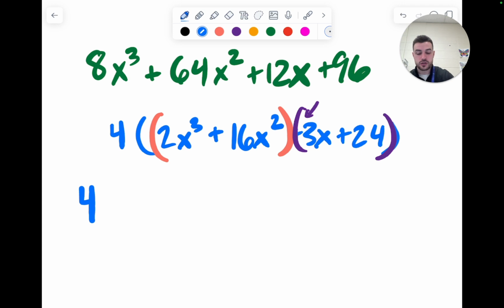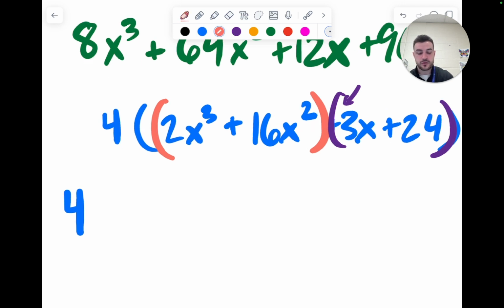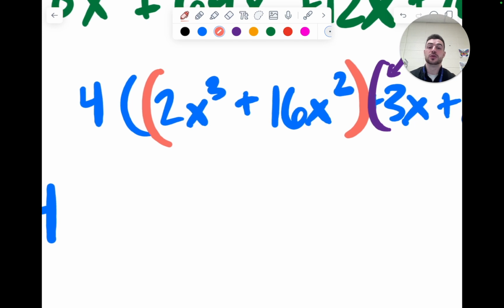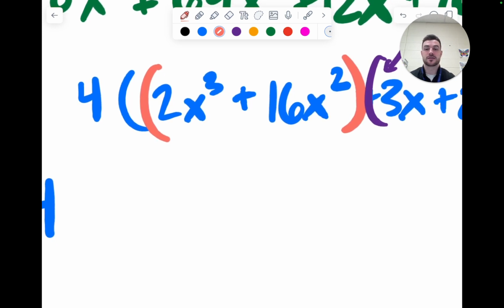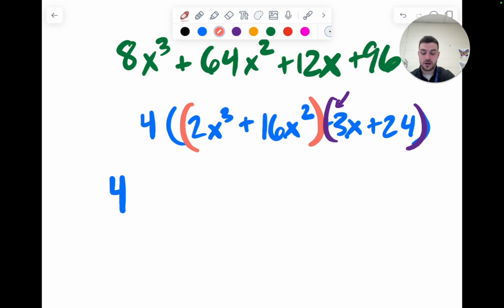What I am going to do is try to divide something out of 2x to the third and 16x squared. Well, 2 and 16 are both even numbers, so I can divide a 2 out. Each of those terms also has at least an x squared, so I can take that out as well.